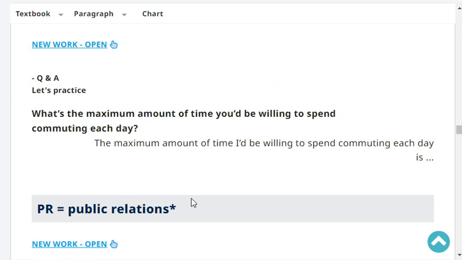What's the maximum amount of time you'd be willing to spend commuting each day? The maximum amount of time I'd be willing to spend commuting each day is within 30 minutes.